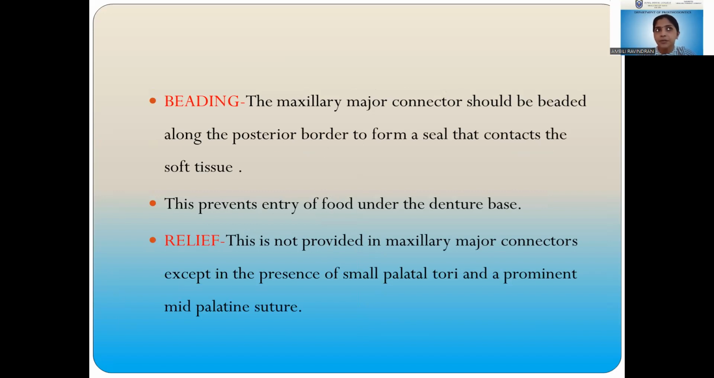Next one is relief. This will be given in certain clinical situations where, if there is a large torus or bony prominence in the palatal region, we should always select the major connector according to that.